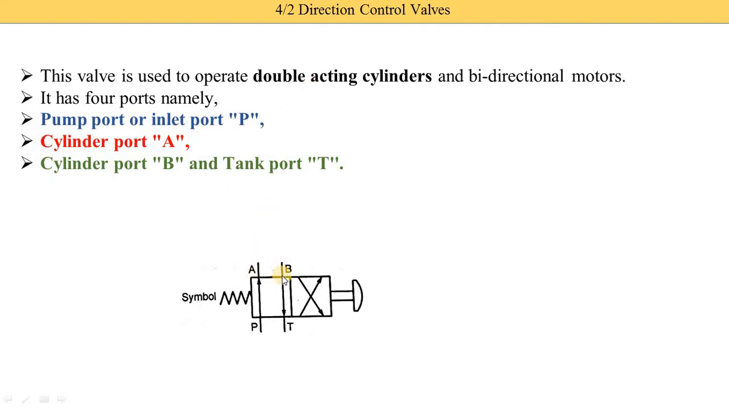So why is it used for double acting cylinders? Because it has 2 ports that are connected with the cylinder. The A port is connected with the cap end side, and the B port is connected with the rod end side.